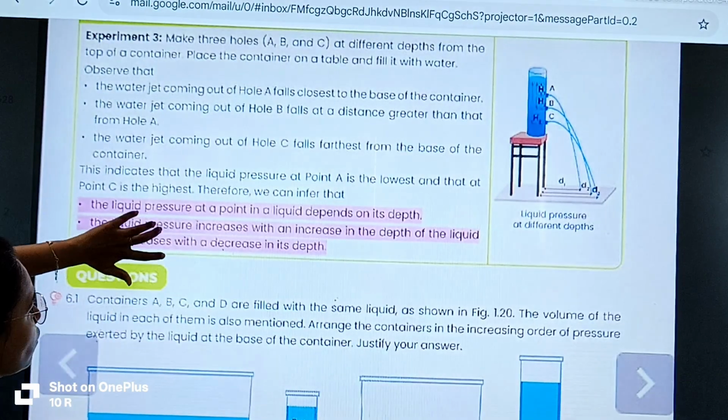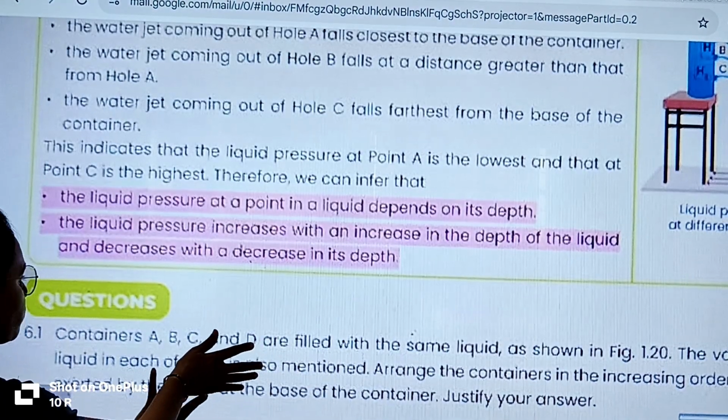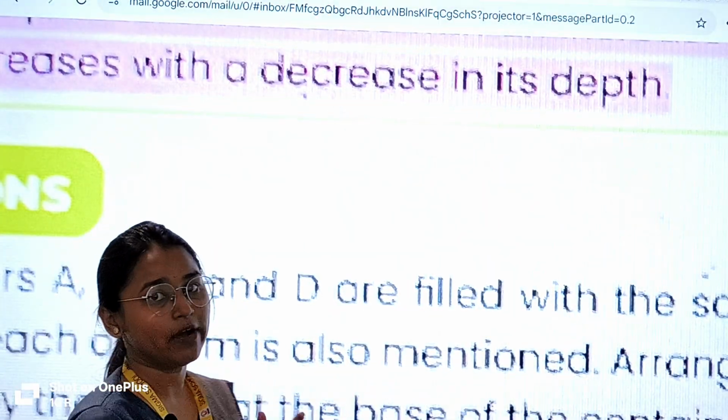You have these questions for practice: question numbers 6.1, 6.2 and 6.3. I hope students you have liked the class.